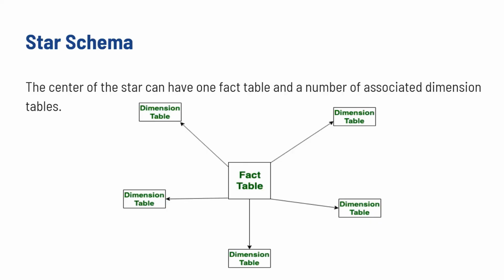Star schema. In the star schema, the center of the star can have one fact table and a number of associated dimension tables. It is known as star schema as its structure resembles a star. The star schema is the simplest type of data warehouse schema. It is also known as star join schema and is optimized for querying large data sets.